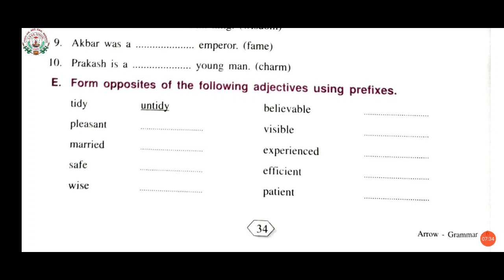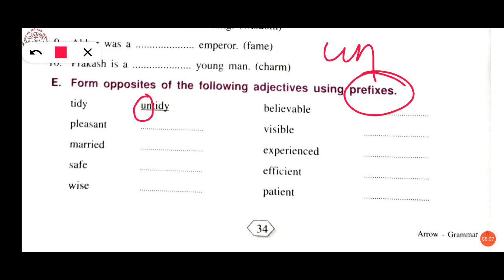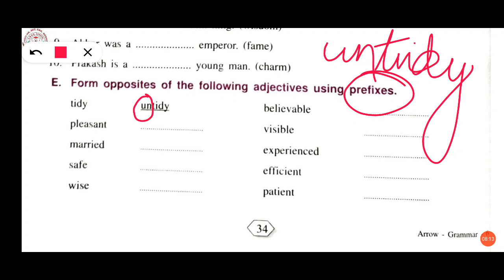Form opposites of the following adjectives using prefixes. Now in C1 we have seen suffixes. Suffixes are the words which we can add at the end of the given words, and prefixes are what we can add at the front. Like tidy is given here, that tidy becomes untidy. What we have added here is un, so it becomes untidy. So prefixes means in front of the words we have to add. Like tidy is given, we have added the prefix un, so untidy.